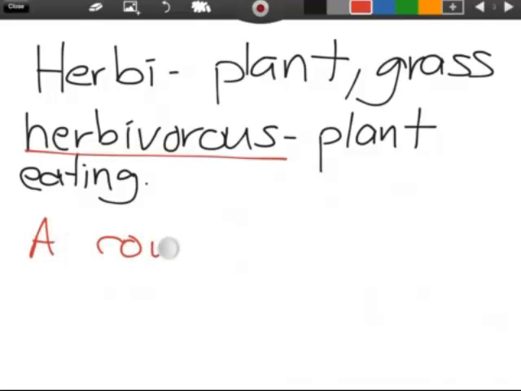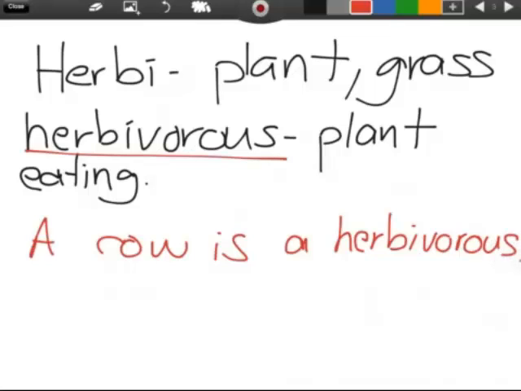A cow is a herbivore. Let me repeat that for you. A cow is a herbivore. Let's move on to our next root.